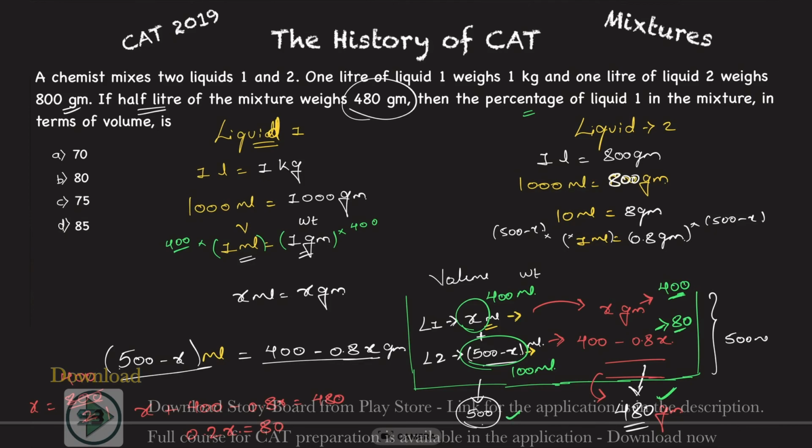Okay, now what is being asked here? What percentage of liquid 1? So liquid 1 is 400 out of 500. What is 400 out of 500? That is equal to 80. Correct, 80. So the percentage of liquid 1 in the mixture in terms of volume is 80%. So out of the total volume of 500, 80% of that, 400, is your liquid 1.